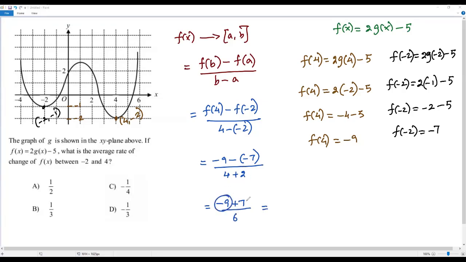When I combine negative 9 and positive 7, I am getting negative 2 divided by 6. 2 goes into 2 one time and 2 goes into 6 three times. I am getting negative 1/3. So I got the average rate of change of f of x between negative 2 and 4. It is negative 1/3. We find this negative 1/3 in answer choice D. The correct answer choice for this question is D.